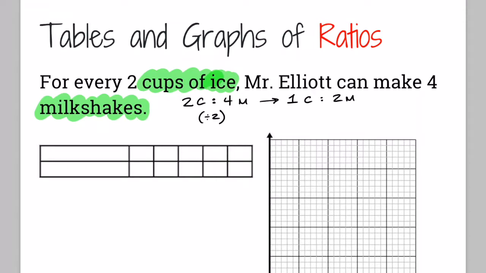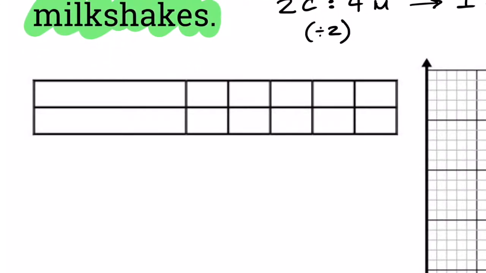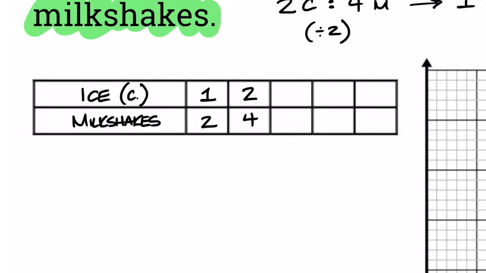So in my table, and I'm going to zoom in a little bit, we'll put ice, and we will put milkshakes. Now I know that 1 cup of ice makes 2 milkshakes. I even put that these are cups. And then I already knew that 2 cups gave me 4. Now look at the pattern here. Do you see the pattern? We're going to get into this in just a second. We're going to call this x plus 1, and we're going to say this is y plus 2.